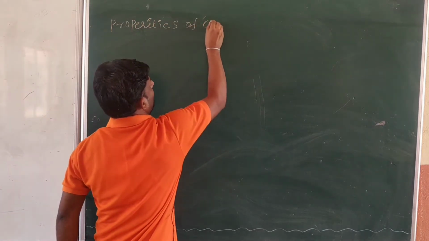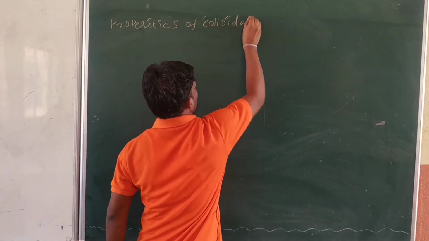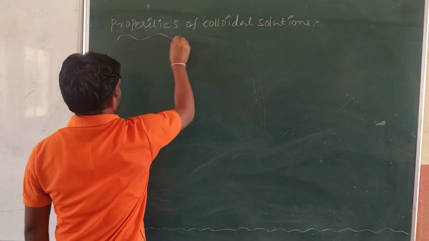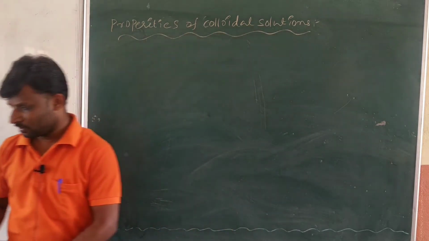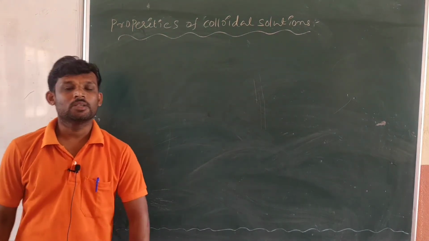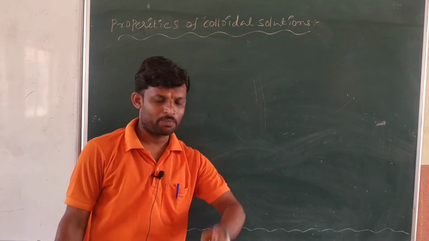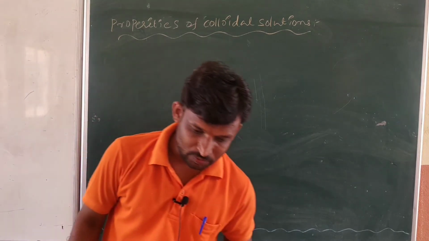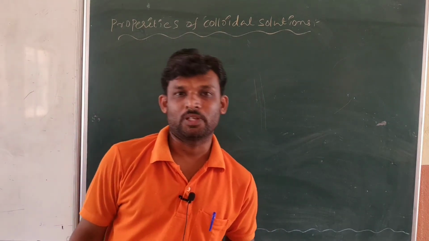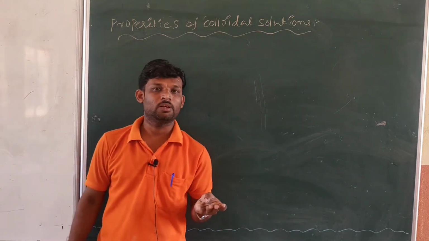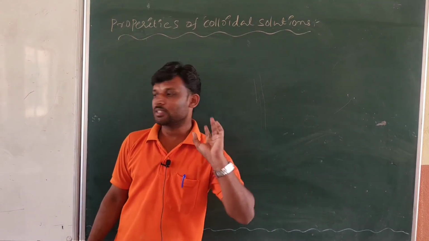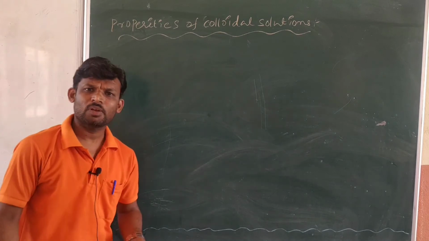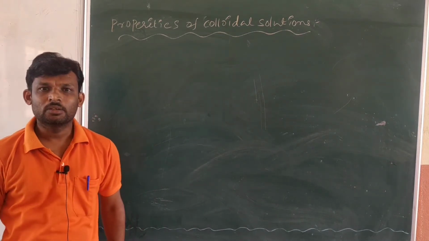Properties of colloidal solutions. See here, generally these properties are different. There are general properties, electric properties, optical properties, as well as kinetic properties, and charge on the particles. These are all different properties. Today we'll discuss general properties and optical properties, and kinetic properties also.